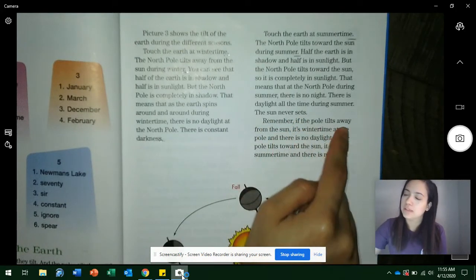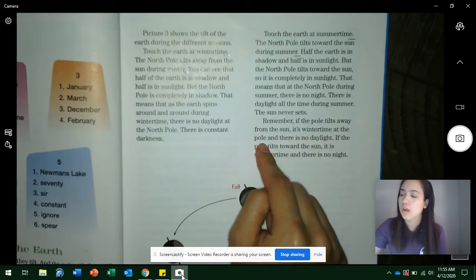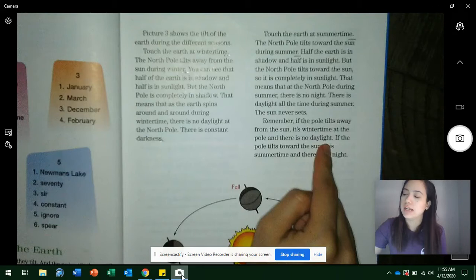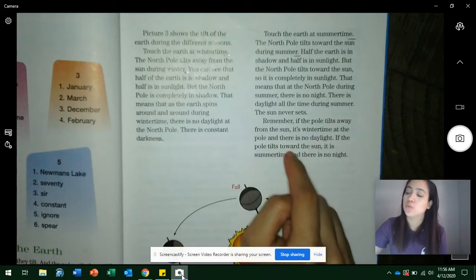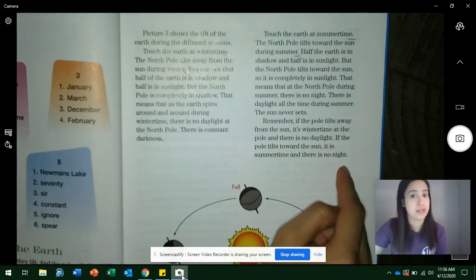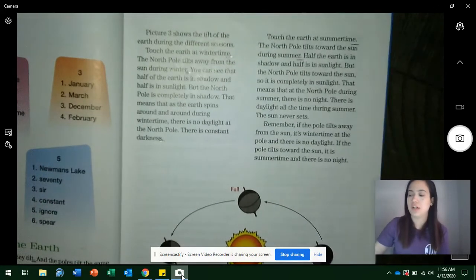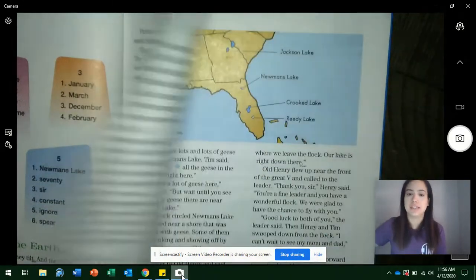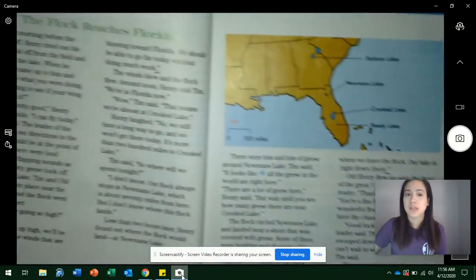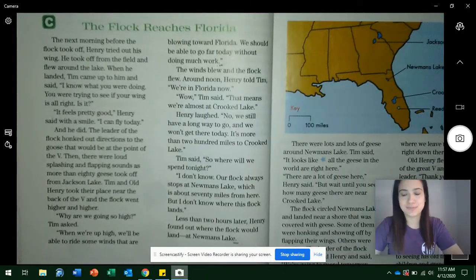Remember, if the pole tilts away from the sun, it's wintertime at the pole and there is no daylight. If the pole tilts toward the sun, it is summertime and there is no night. Interesting, huh? Well, we just learned a lot. Let's go ahead and go to section C. At this time, go ahead and read the story on your own. Press pause on your video.